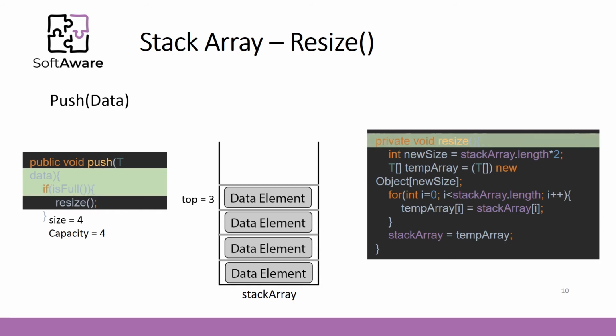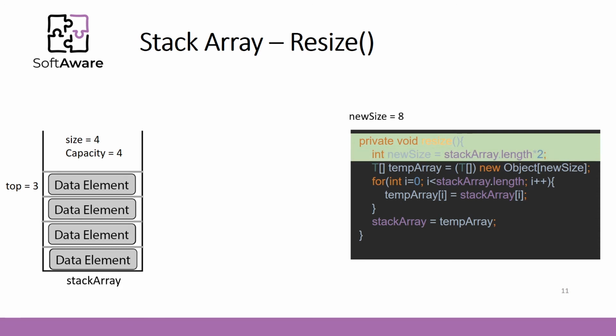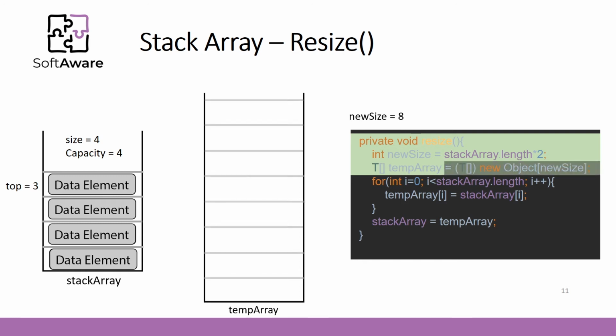Now, we can see how resize would behave to resize our existing array when it's triggered. First, we create a local int variable of new size, which will indicate the new size of our new array. In common practice, we increase the size of the new array to double the size of the existing stack array. Then, we create a new local array with the same type as our existing array and define its size as the new size variable. In our case, the temp array will have a size of 8.